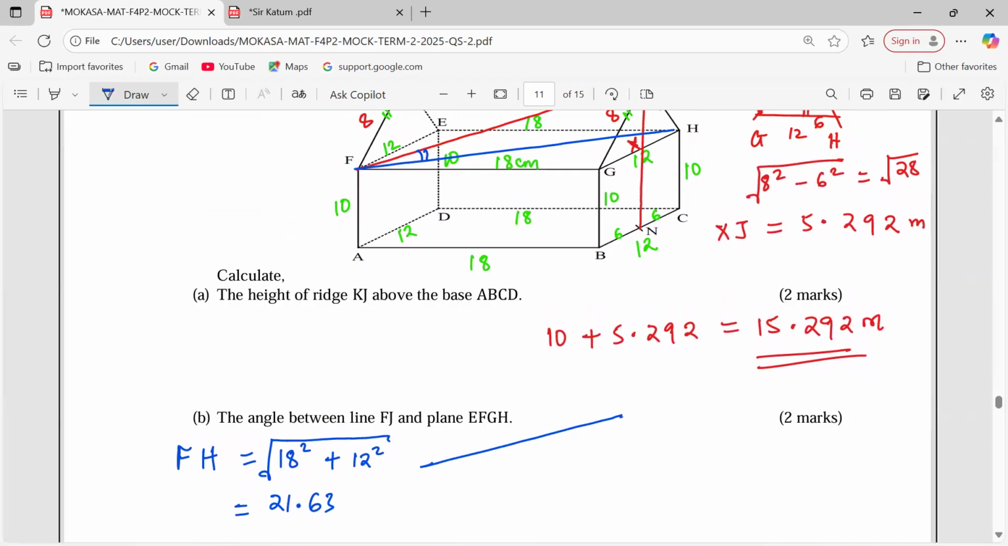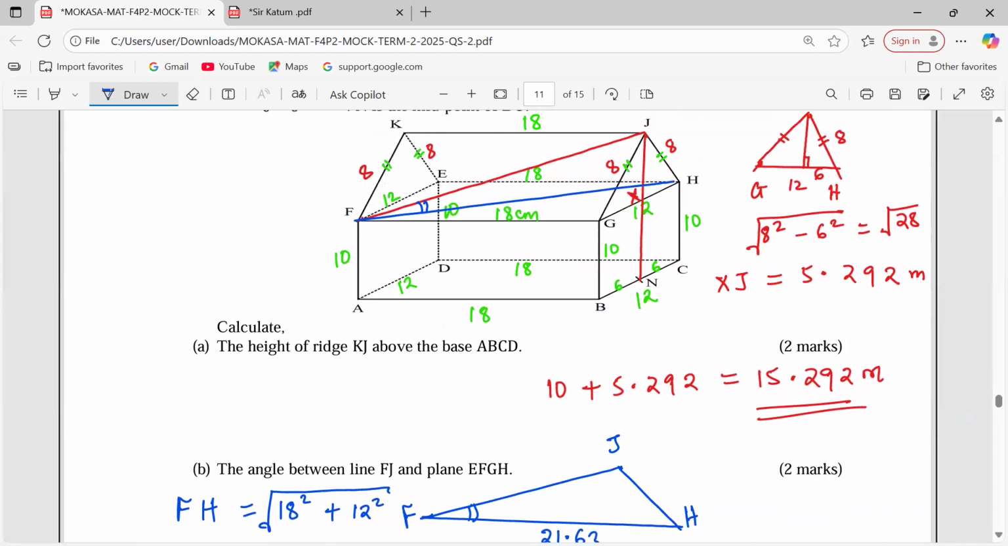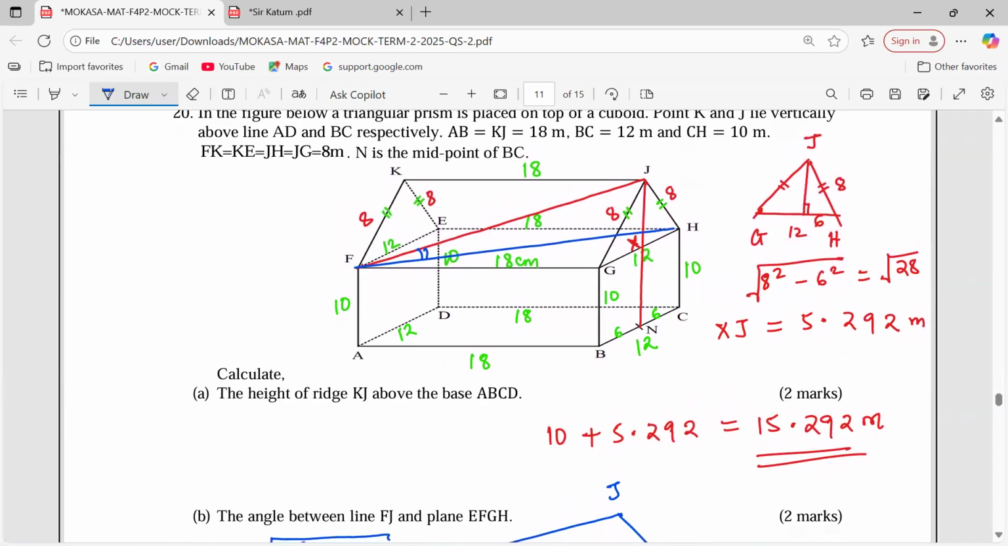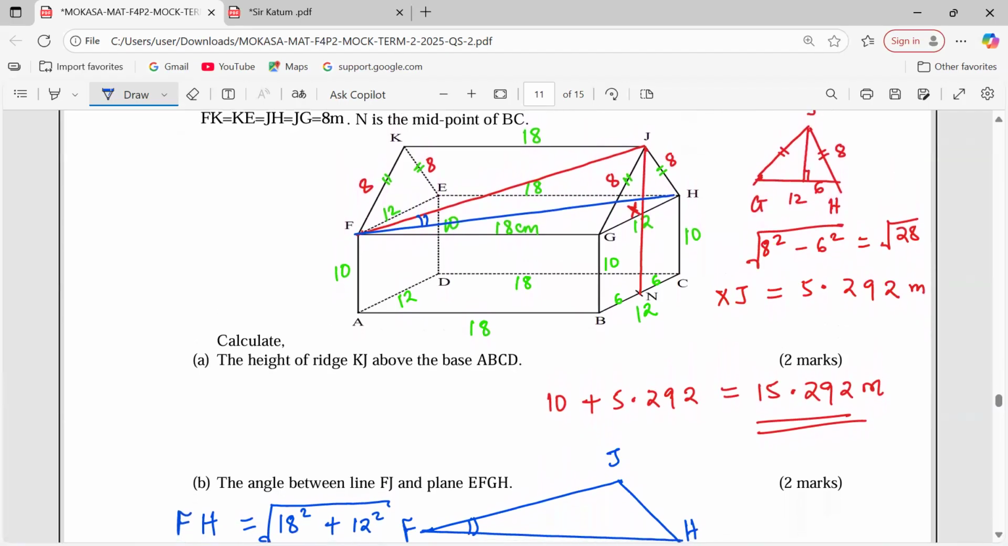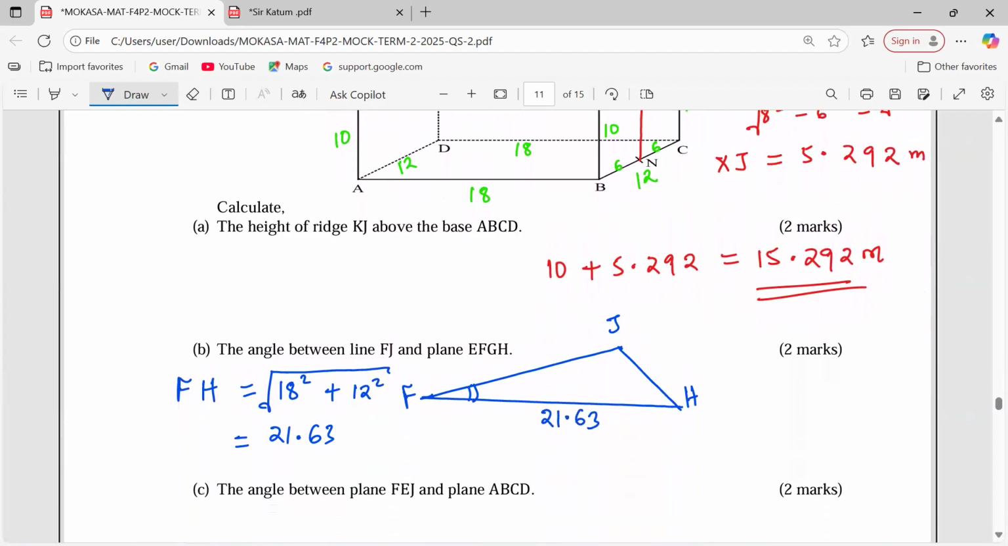Therefore, the triangle we are talking about, let me just show it to you. We need this angle. This is F, this is J, this is H, and this is 21.63. From F to J, we don't have that length, but it can still be found. This is 8.